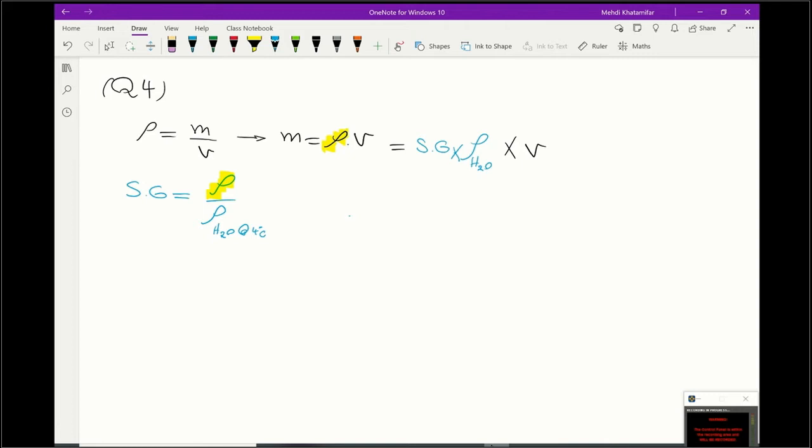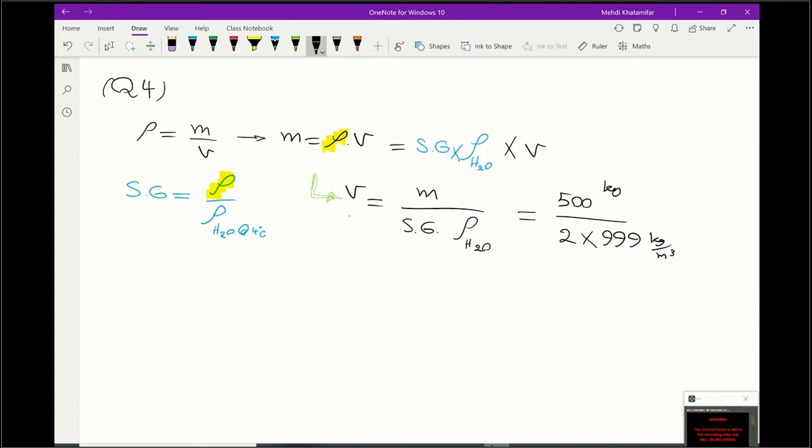So volume is going to be mass divided by Sg times rho for H2O, which comes from this. So mass is 500 kilograms, Sg is 2, and usually we consider 1000, but 999 is also correct, so it doesn't matter. Kilogram, which is going to be 0.25 meter cube.